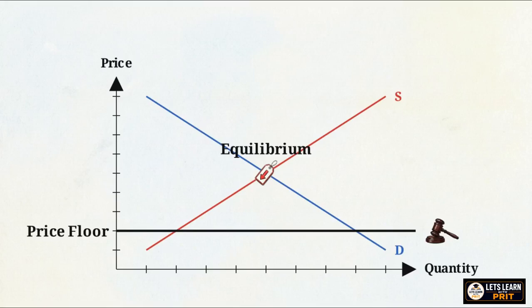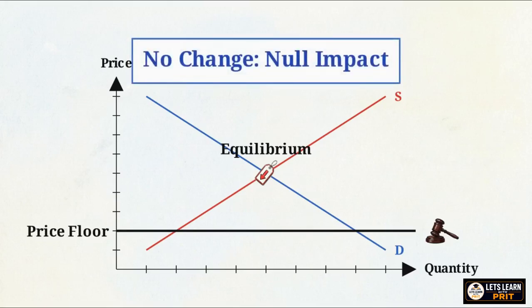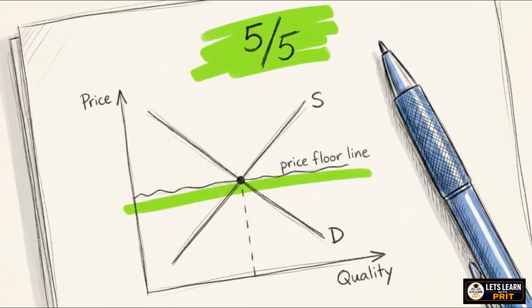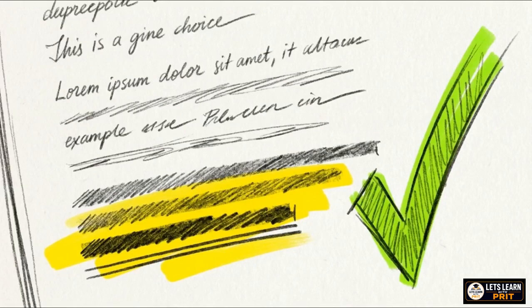The answer is nothing. Since a price floor is a legal minimum and the market naturally wants to trade at a higher equilibrium price, the floor has no effect. The market continues to operate at equilibrium. To score full marks here, define the floor, draw the dynamics on the graph, and state the null conclusion. This structure demonstrates you understand the theory and the application.